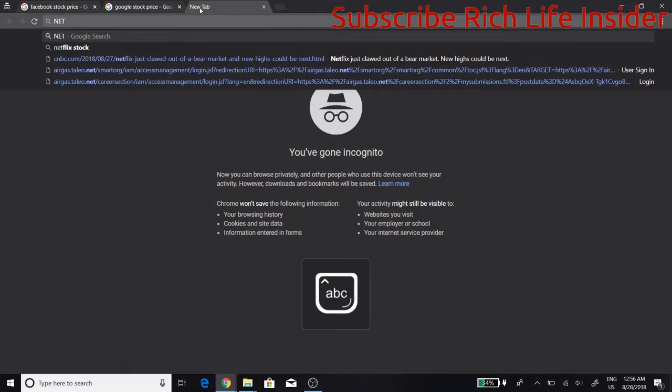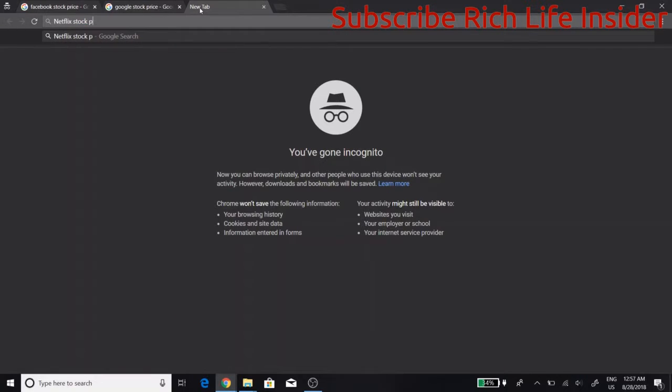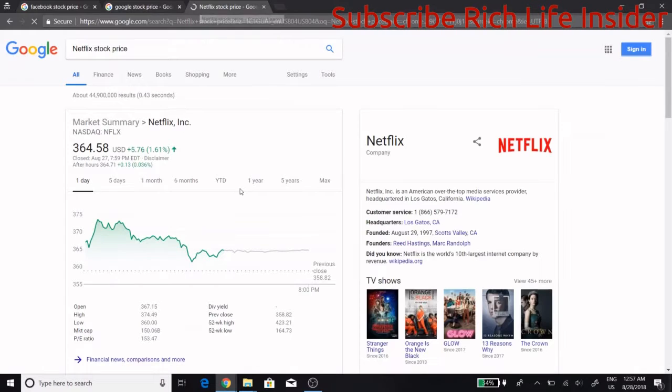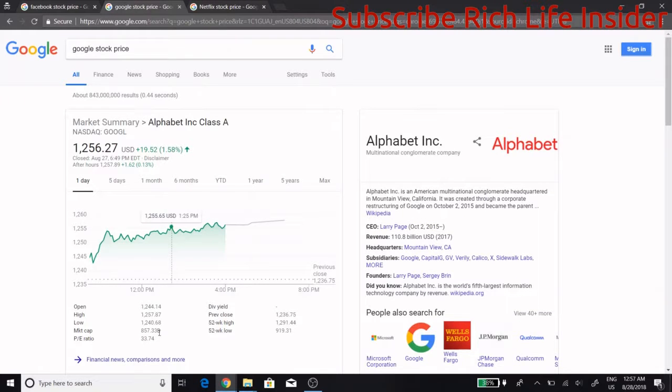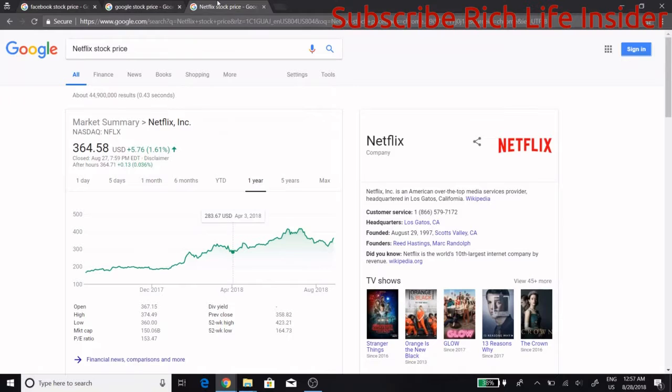And if you go to Netflix, look at it. In one year it went from 164 to a high of 423. It's more than double in just one year. This is incredible, but it's also a very expensive stock. The P/E ratio is 153.47. Market cap is 150 billion, and Google is 857 billion. And of course, the bigger the company, the lower the price increase gets. Netflix, and then after that it's going to be Amazon.